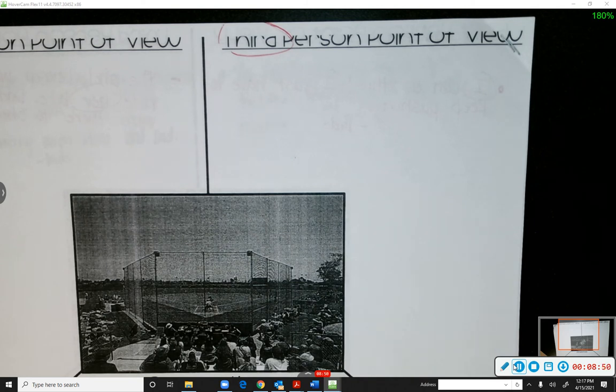The crowd cheered when he hit a grand slam. The fans said, wow, that was a great hit. Okay, so see the difference? There's something else that goes along with the dialogue, not just dialogue. Allie, what was your sentence?